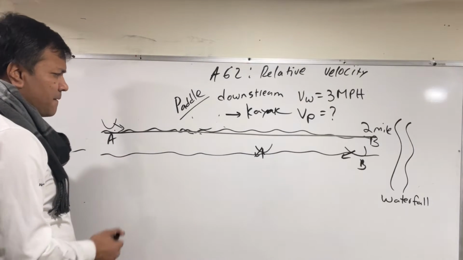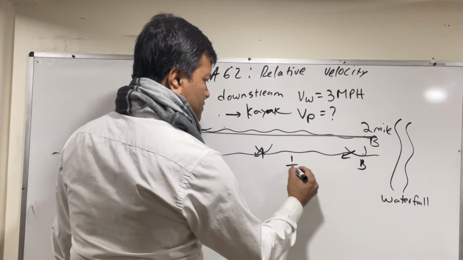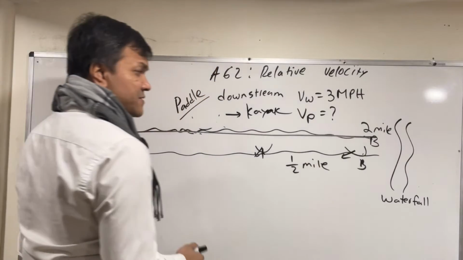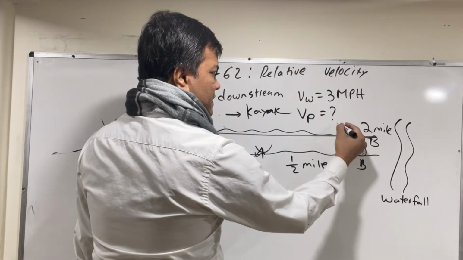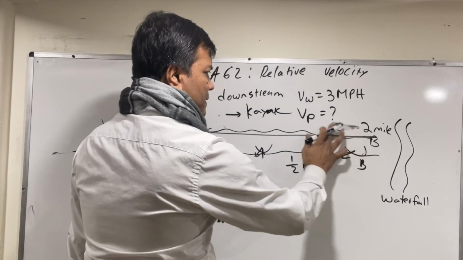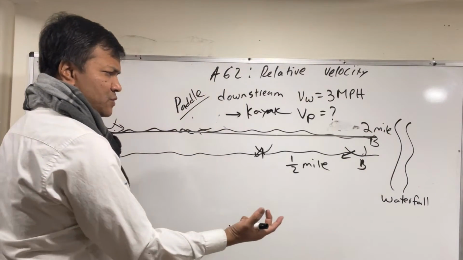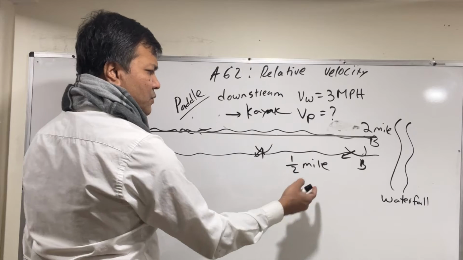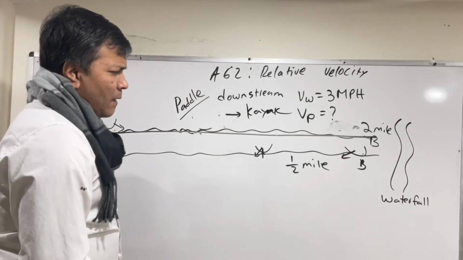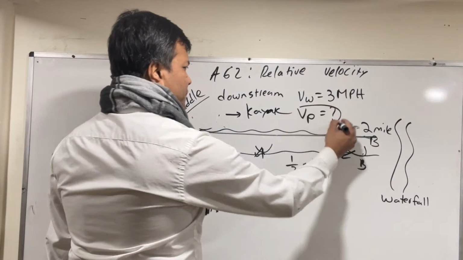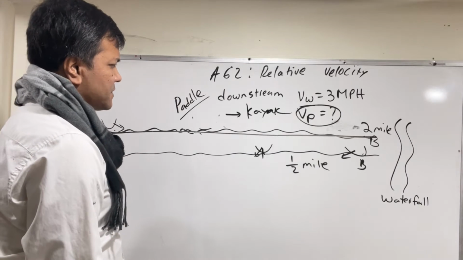What does that mean? This is half a mile. So it takes the same amount of time because downstream, at time t, you can move 2 miles in the same amount of time you're spending. Upstream you can move only half a mile because you're moving against the current. I want you to find the velocity of your paddle, right? So how can you find it?